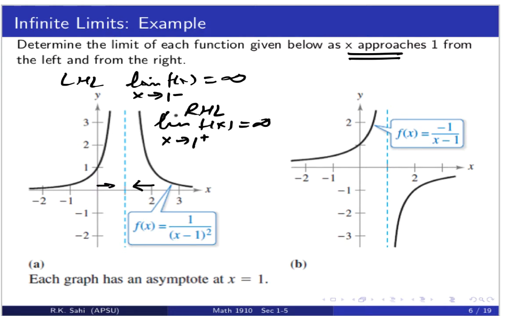So when the left-hand limit and the right-hand limit both are increasing without bounds, in that scenario, guys, we simply write the limit as x approaches 1 of the function f(x) equals infinity. That's what we do. Okay?